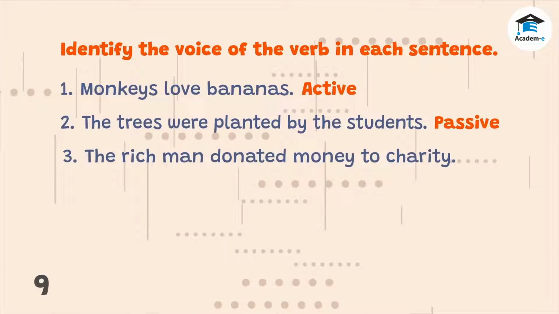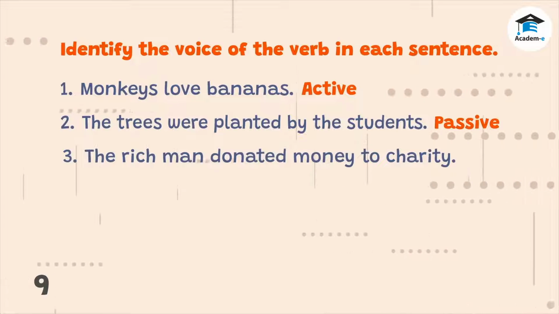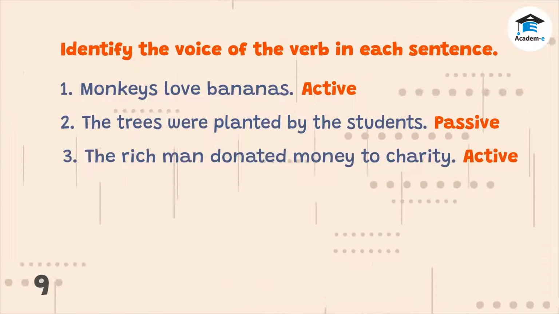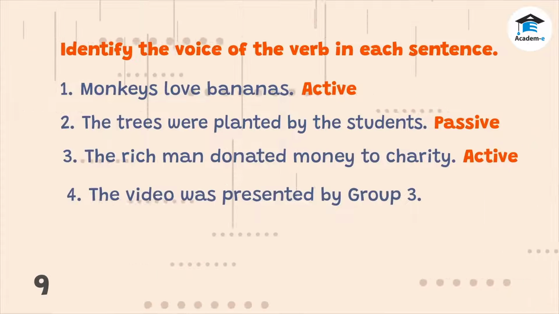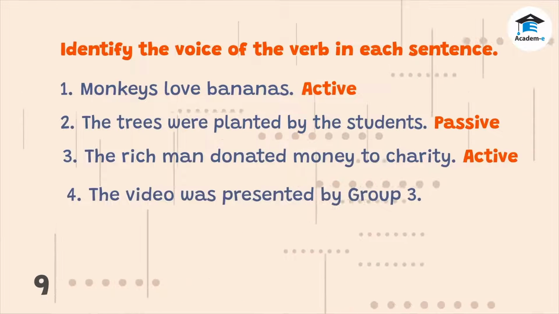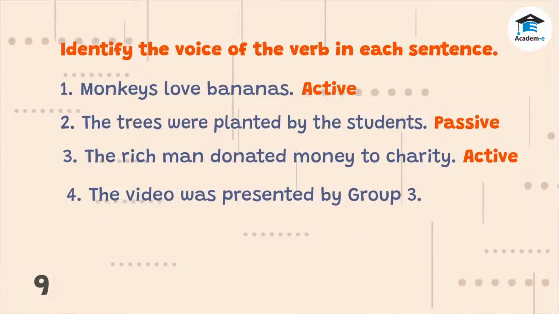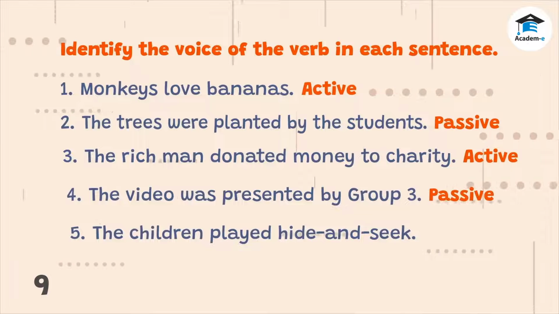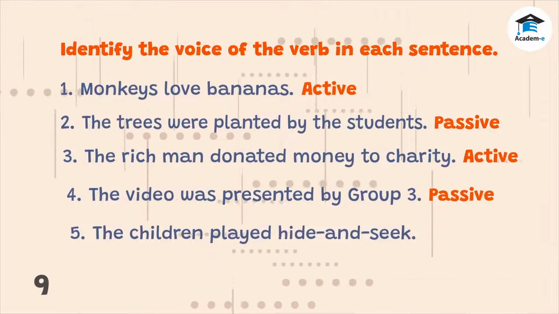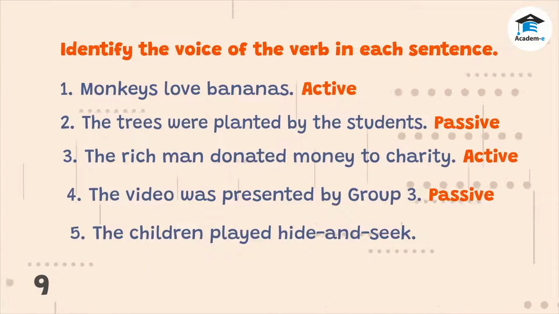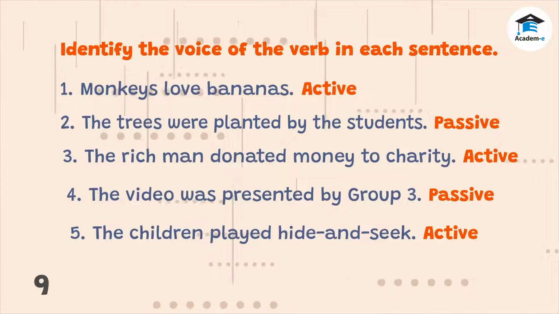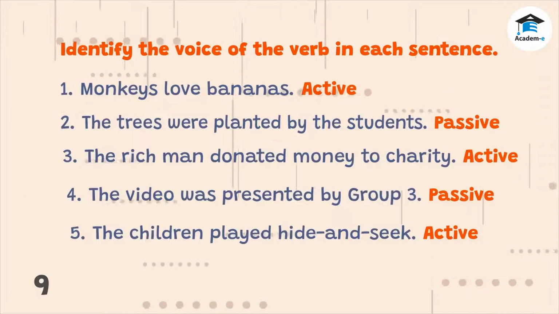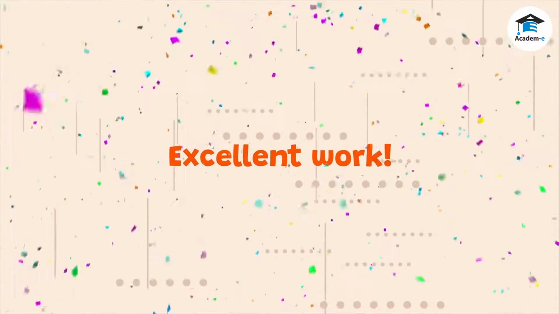3. The rich man donated money to charity. Active. 4. The video was presented by Group 3. Passive. 5. The children played hide and seek. Active. Did you get everything right? Excellent work!